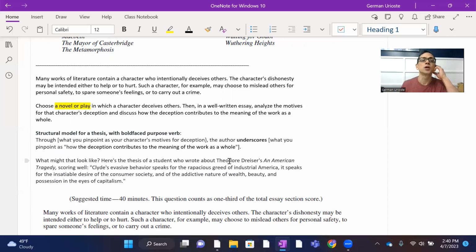Choose a novel or play in which a character deceives others. Then, in a well-written essay, analyze the motives for that character's deception and discuss how the deception contributes to, guess what? The meaning of the work as a whole. Have we seen this before? Yes. Will you see that on the literary argument prompt? Yes, you will. What does that mean? It means a thematic claim that you're making and proving. So breaking it down again for the thesis, you want to address these couple parts.